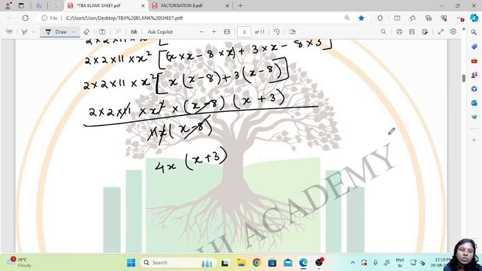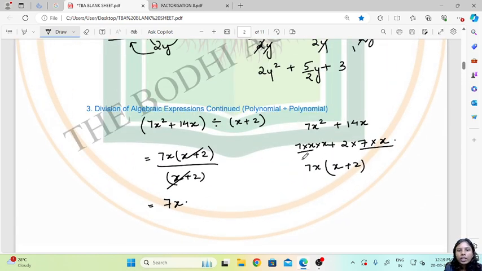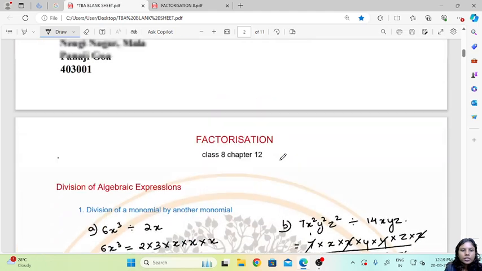Like this we can divide any given algebraic expression by another polynomial, monomial, or trinomial. So that was it for today's video.